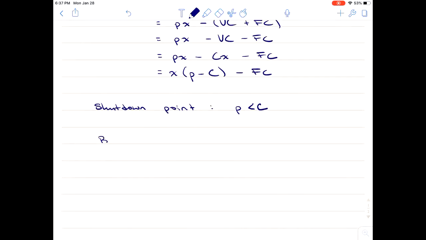And then we said another point that we might be interested in is the break-even point. The break-even point is where the profit is zero. We go from making a negative profit to a positive profit. So this is where the profit is zero. So those are some things that we talked about last day.